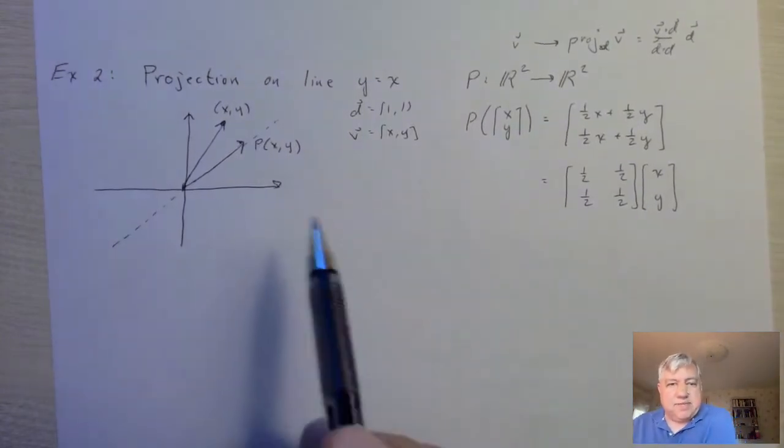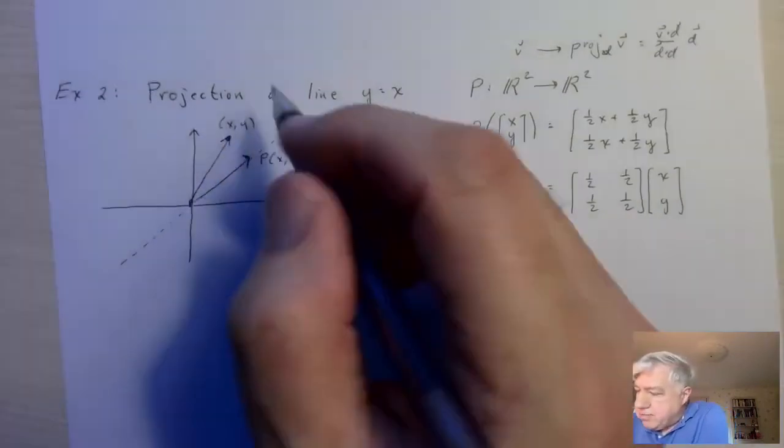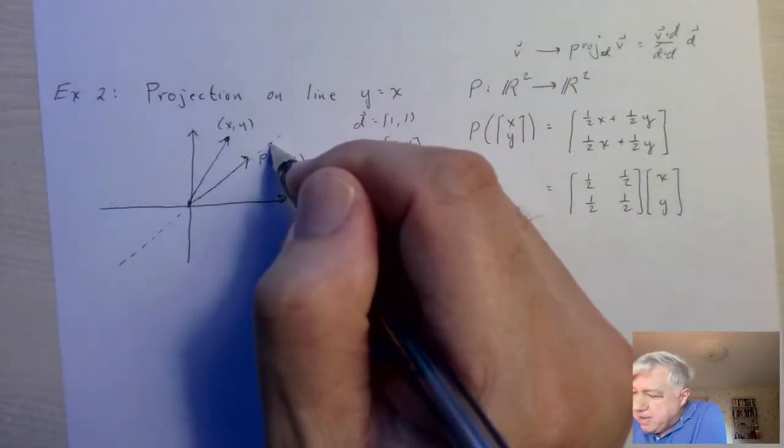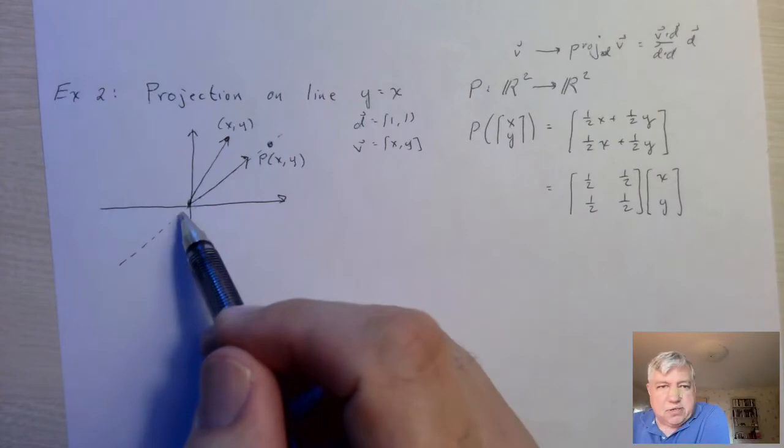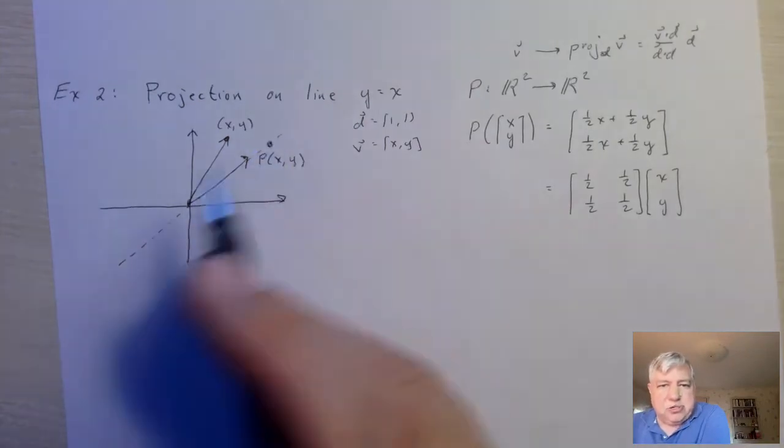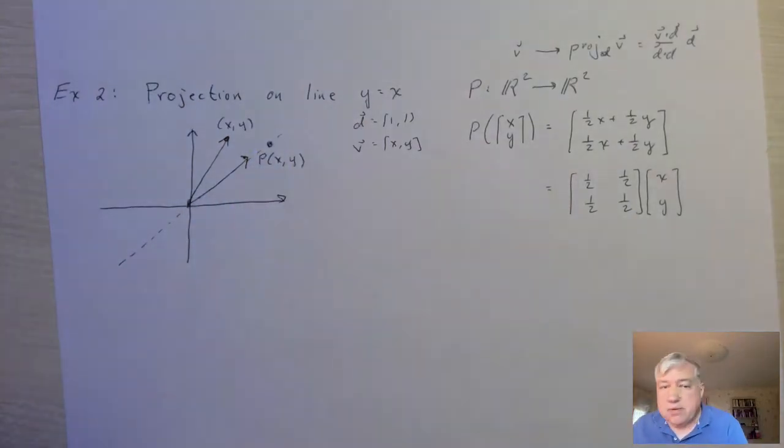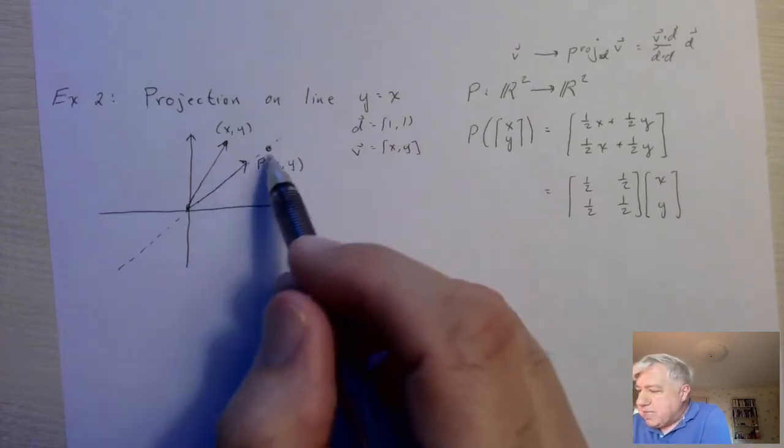Now geometrically we can sort of see which vectors are basically fixed by this, because if we take any vector that's embedded on this line, the projection is just going to be itself, right? There's basically nothing to project.